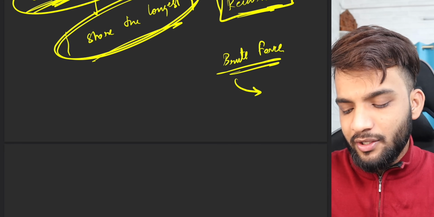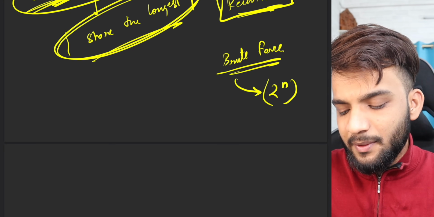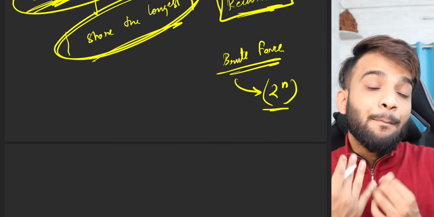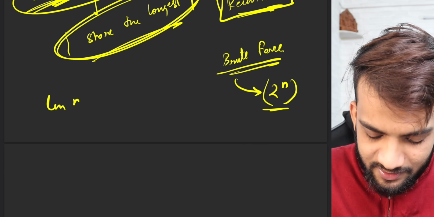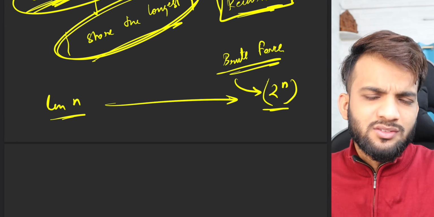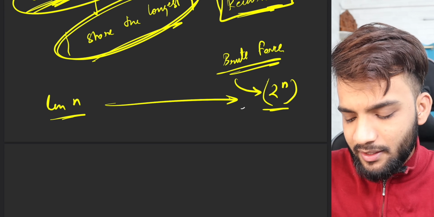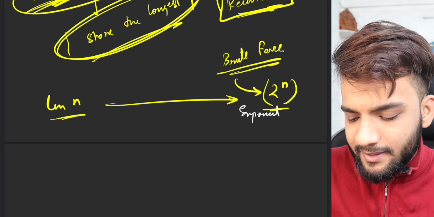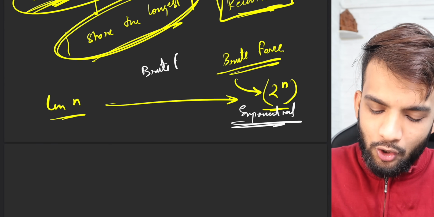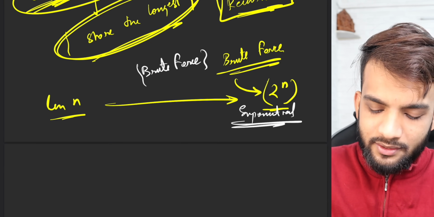In order to generate all the subsequences, you end up taking 2 to the power n time, because the number of subsequences for a length n is nothing but 2 to the power n. We know that, right? That's exponential in nature, and this will give us a TLE. So the brute force of generating all the subsequences will definitely not work.